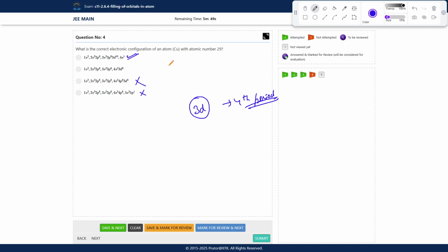What would be the normal configuration? If I ask you what would be the normal configuration, suppose the half-filled and full-filled concept was not existing, then what would be the correct option? Then B would be the correct option. So this would be the expected one. But due to the extra stability of 3d10, we are moving one electron from the 4s to the 3d. Therefore, your correct answer will be option A. Moving on to the next question.